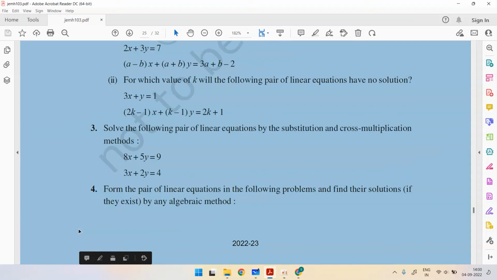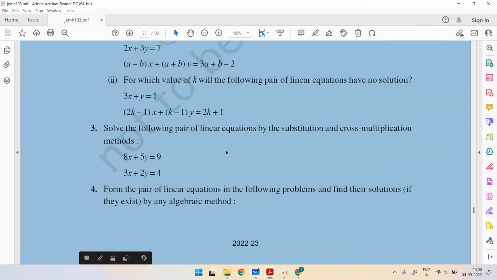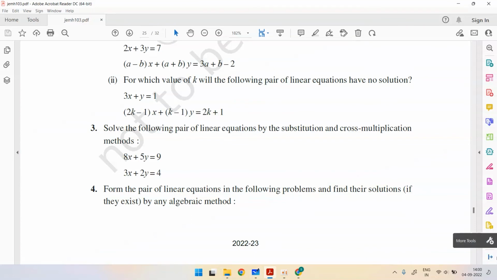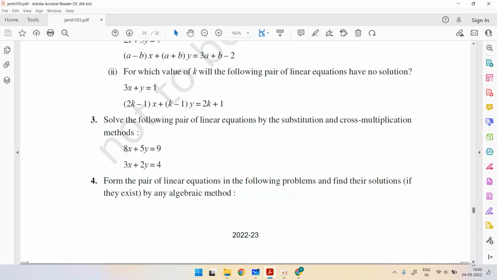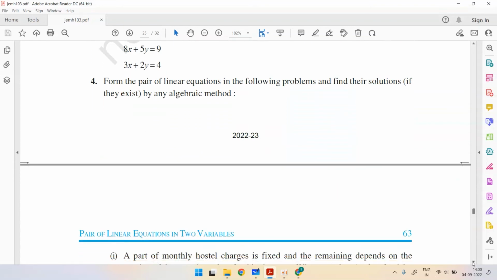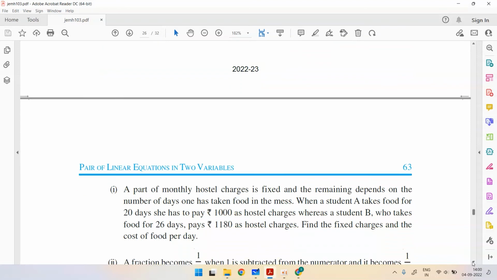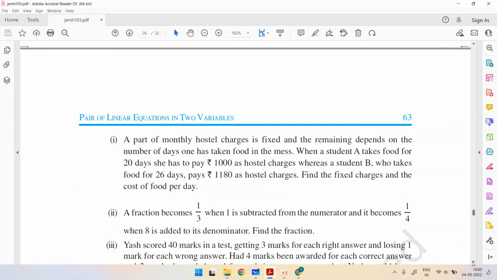So I have completed this part, question number 3 is done. Now question number 4: find a pair of linear equations from the following problem and find a solution if they exist, by any algebraic method. You can use any algebraic method to find the values.